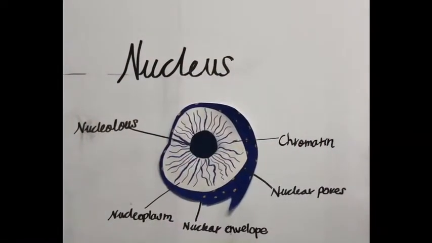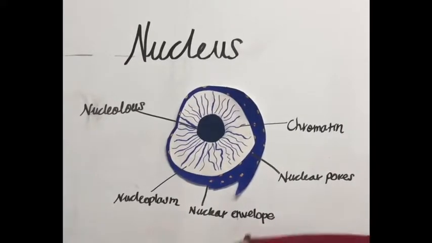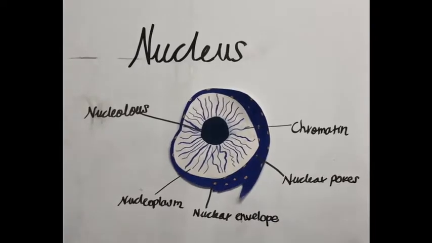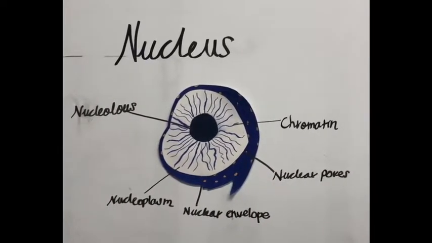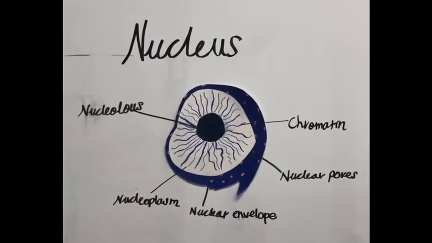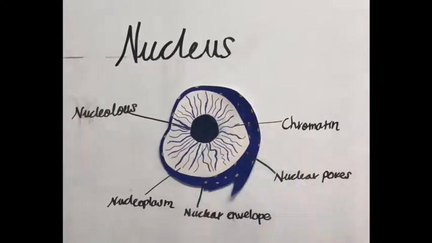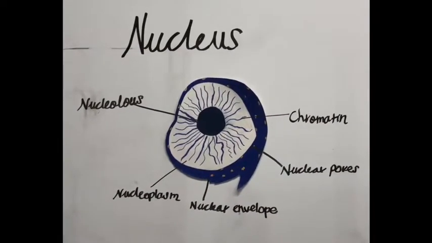The nucleus contains chromatin, nuclear pores, nuclear envelope, nucleoplasm, and the nucleolus. The nucleus contains instructions for protein synthesis and cell reproduction. It also contains genetic material called DNA. Only eukaryotes contain a nucleus. The nucleolus sits inside the nucleus. The nucleolus is a site for RNA and ribosome assembly.